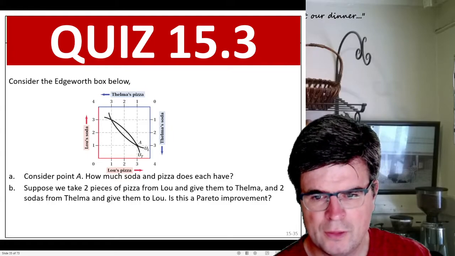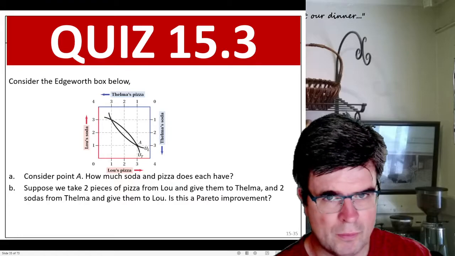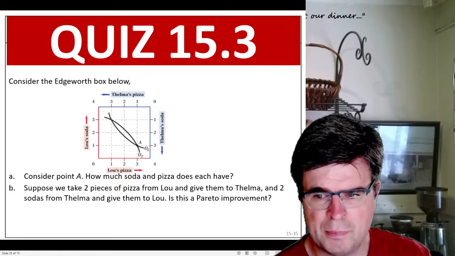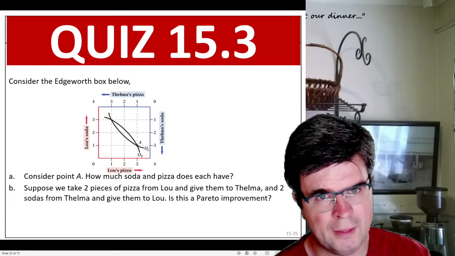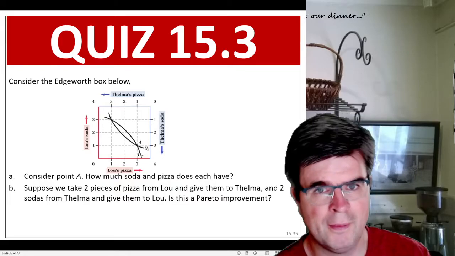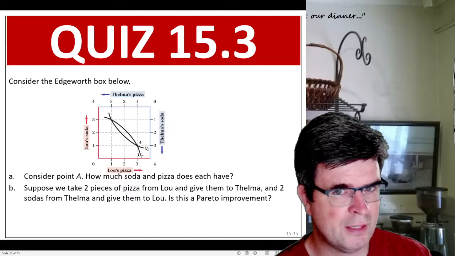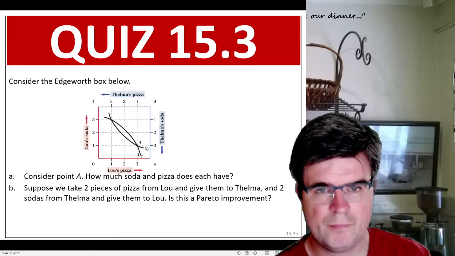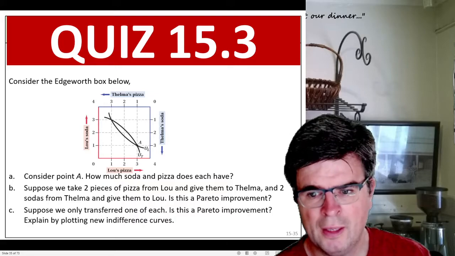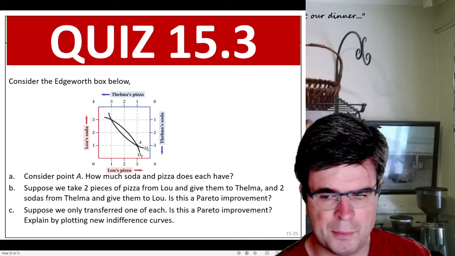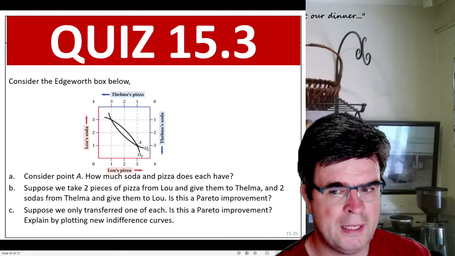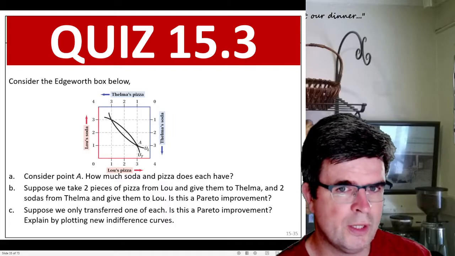Question B, suppose that taking point A as the point of departure, we take 2 pieces of pizza from Lou and give them to Thelma, and at the same time take 2 sodas from Thelma and give them to Lou. Is that a Pareto improvement? Third question, very similar. Suppose that we only transferred 1 unit of each. Is that a Pareto improvement? And explain this by plotting new indifference curves.